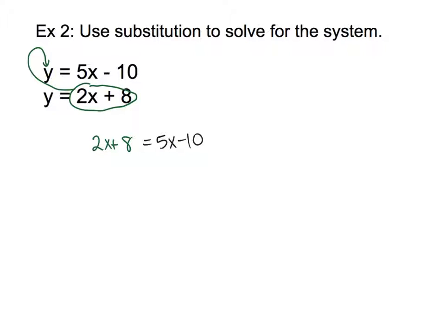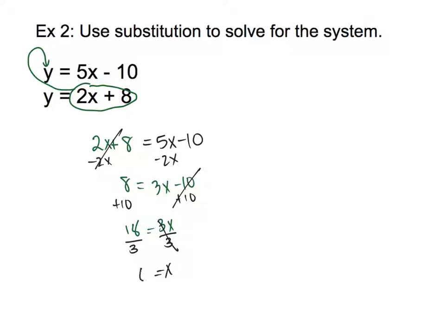If we were trying to get the x by itself, let's be strategic here. Maybe moving this 2x to that side. I can subtract 2x. So that side would cancel, and then I would have 8 equals 3x minus 10. And then if I add 10 to both sides, that part cancels, and I have 3x equals 18 on this side, because 8 plus 10 gives me 18. If I divide by 3, I can get rid of that 3 on the x. So that cancels, so x is equal to 6.